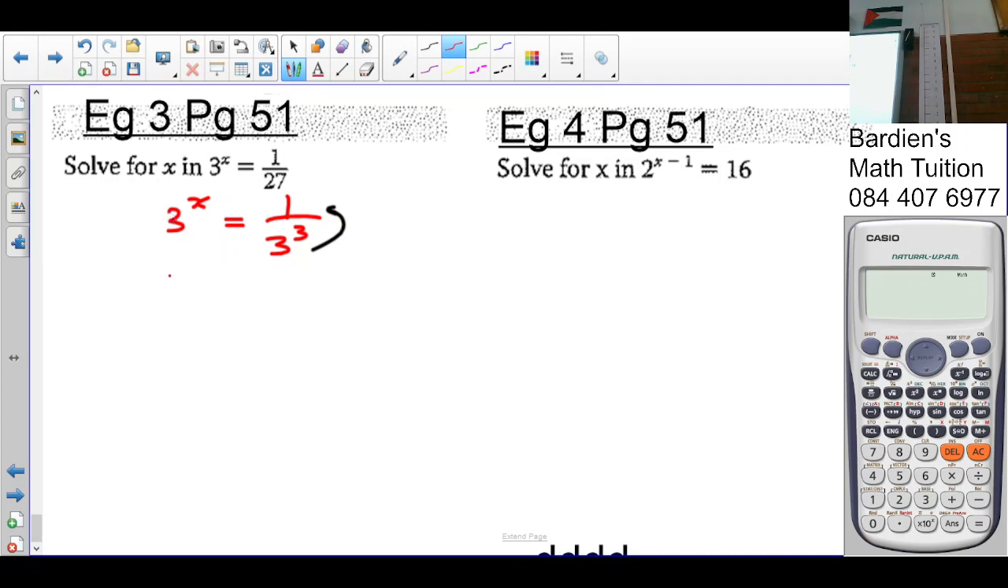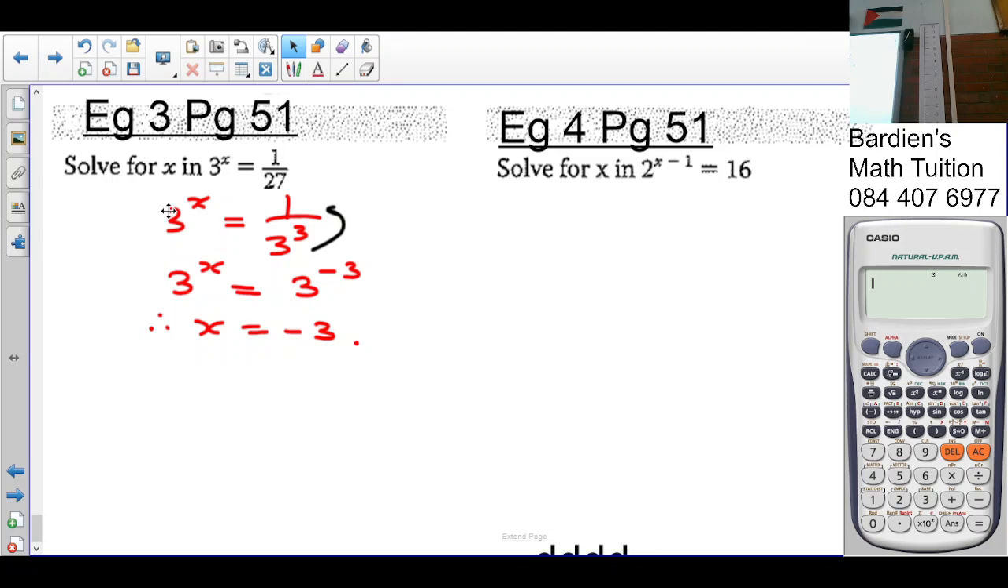So if we take that up, what does it become? 3 to the negative 3. Now what? Base is the same, exponents are equal, therefore x is equal to? You understand? Right? Do example 4 quickly. I'll give you a minute to sort that one out.